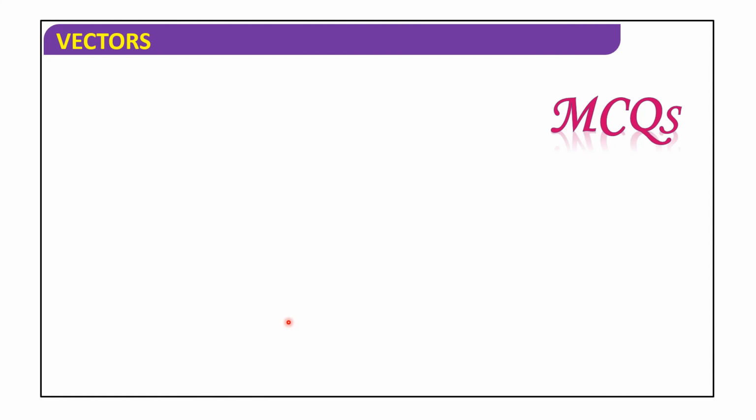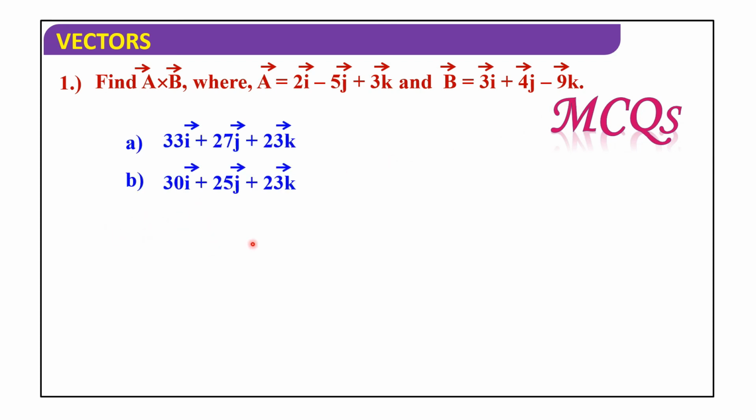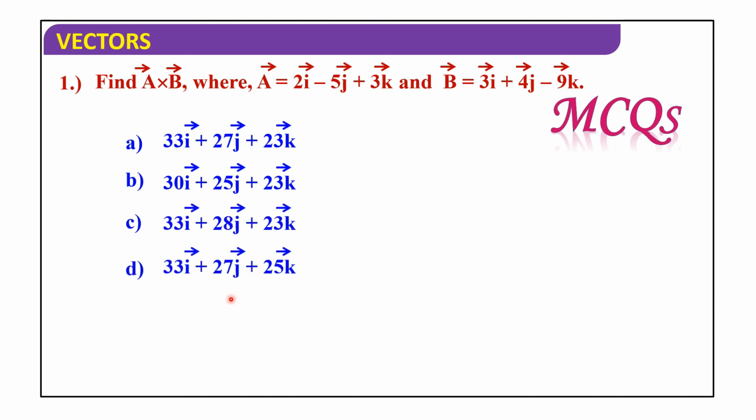Now let us discuss MCQs. First one, find a bar cross b bar where a bar is equal to 2 i bar minus 5 j bar plus 3 k bar and b bar is equal to 3 i bar plus 4 j bar minus 9 k bar. Options are given. Now let us discuss the solution.